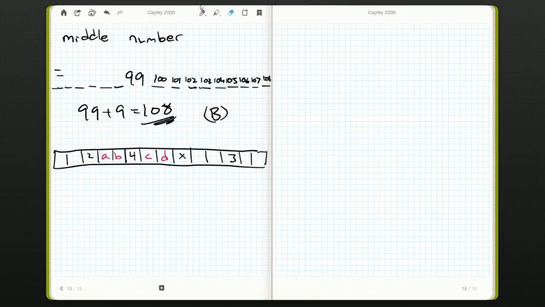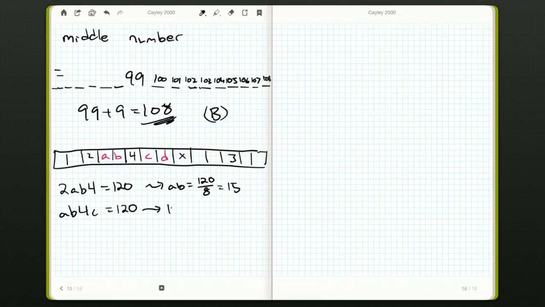So, let's start off. What do we have? We might have to label an E, an F, and so on. Okay, so 2, A, B, 4 is supposed to be 120. So rearranging that, AB is going to be 120 divided by 8, which, as I recall, is 15. And now this set of 4, A, B, 4, C is 120. So 15 times 4 times C is 120. So C is 2. It's 120 divided by 60.